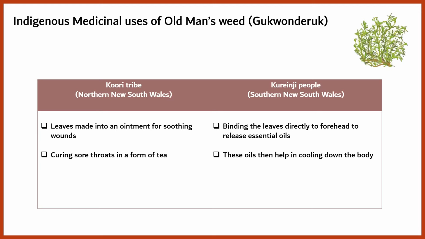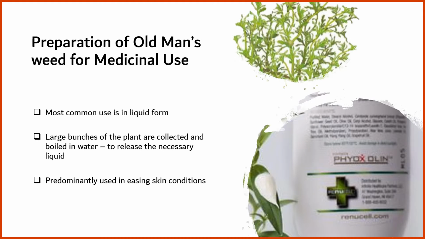Many Aboriginal groups all over Australia commonly use old man's weed in the form of a tea, brewing the plant in water to provide relief from sore throat. Its most common uses today are in the form of a liquid. In order to prepare the plant for this process, large bunches of the plant are collected and boiled in hot water to separate the liquid.